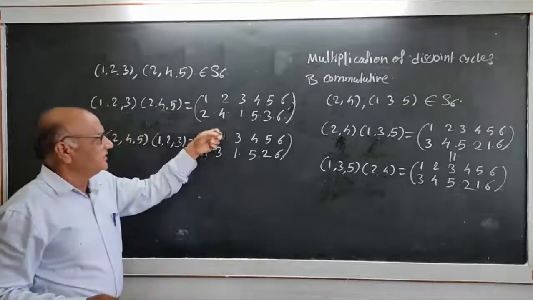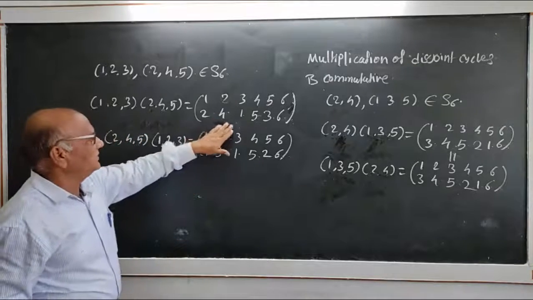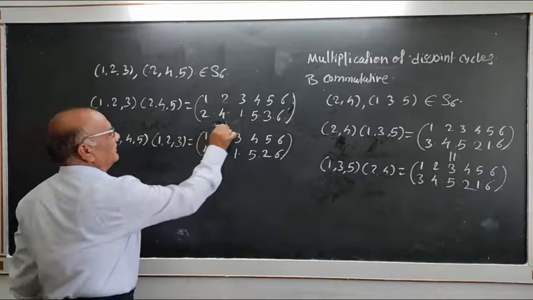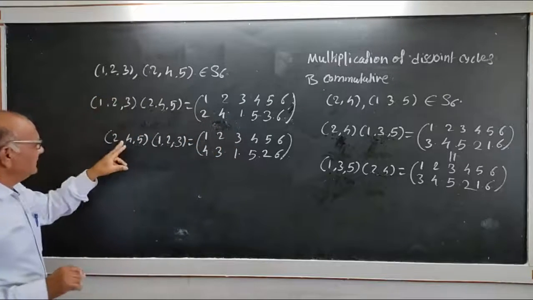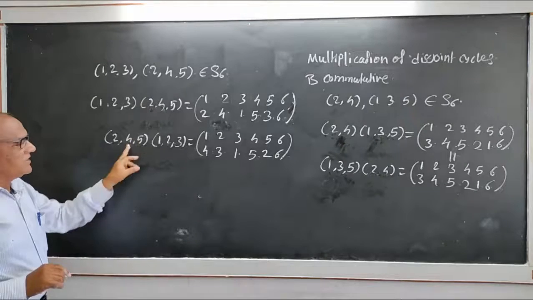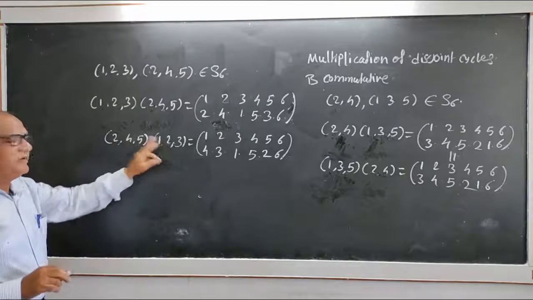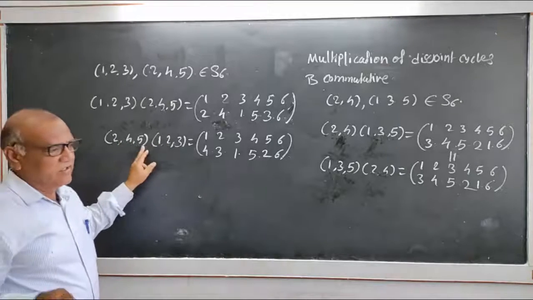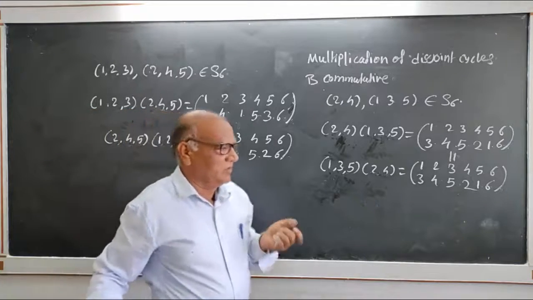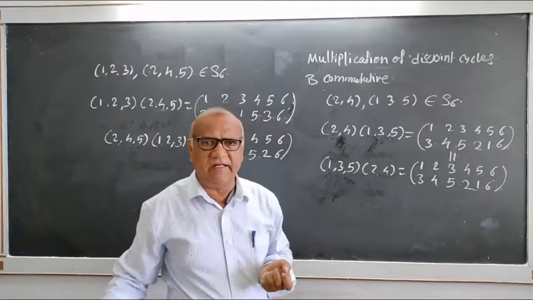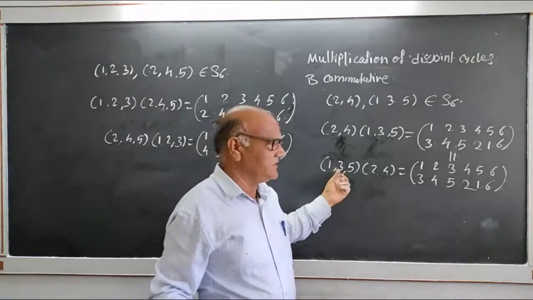See here, these are not equal. This is because these two cycles are not disjoint; here 2 is common. So if we take a product of disjoint cycles, then it commutes. The product of disjoint cycles is commutative.